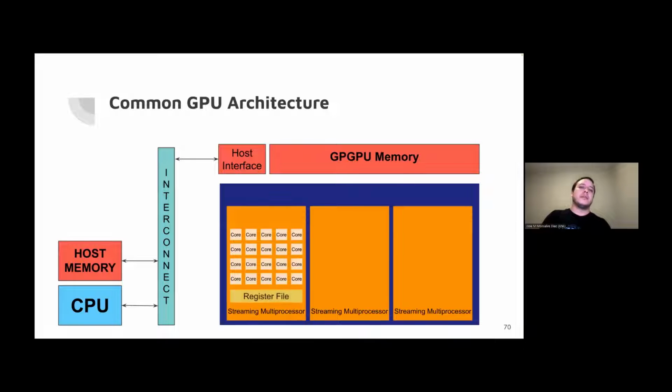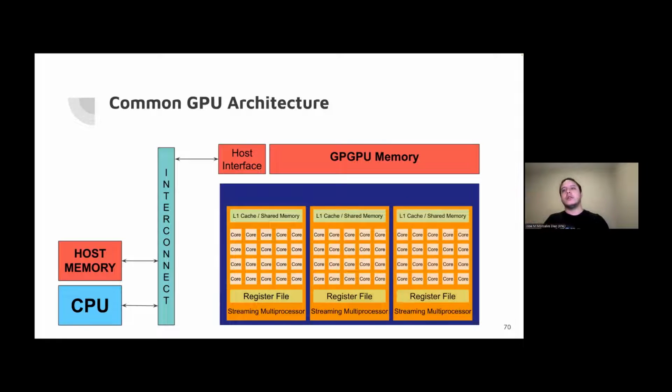The streaming multiprocessor is accompanied by a register file and an L1 cache or shared memory, through which all of those cores are able to communicate. Cores in a different streaming multiprocessor are not allowed to access the shared memory of another streaming multiprocessor. We just repeat this structure across the different streaming multiprocessors. So there is this hierarchical organization of the GPU.